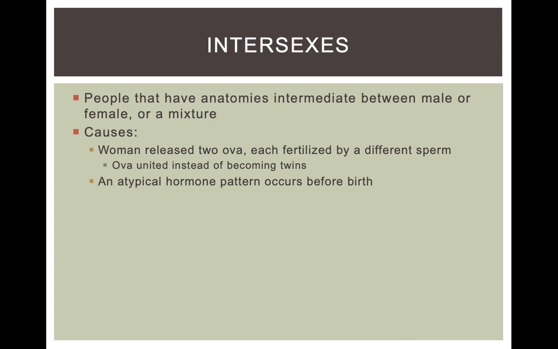And one of the main causes for this is that the mother will often release 2 ova, which are 2 eggs, which each become fertilized by different sperm. If that does happen, they can become twins. However, in certain situations, the ova can actually unite and instead become an individual. And when that occurs, there can be an atypical hormone pattern before birth that can influence a lot of that genital ambiguity.